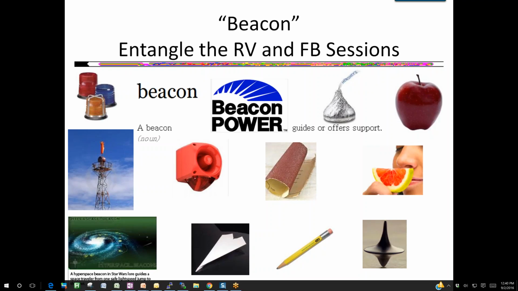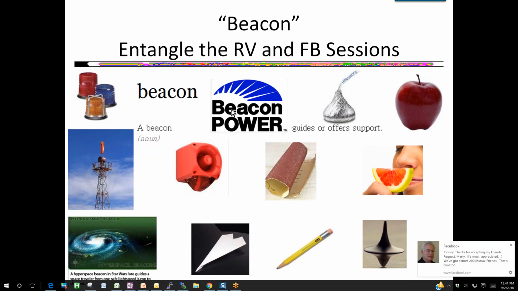The word is well known, but you can use beacons of textures, for example. The idea here is going to be to take a beacon at remote viewing time, decide on your beacon at remote viewing time, and use that exact same beacon at the feedback session to be like your lighthouse.